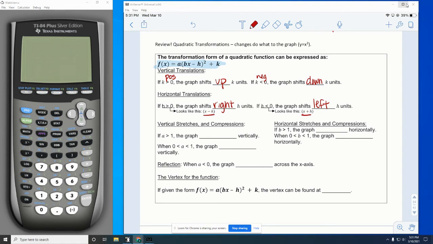If a is greater than 1, the graph stretches vertically. And if it is between 0 and 1, it compresses. Remember, we talked about your height. So if you're twice your height but your same size, you're going to be really stretched and skinny. If you're half your height but your same weight, you're going to be really smushed down. And then if a is a negative, the graph will reflect across the x-axis.